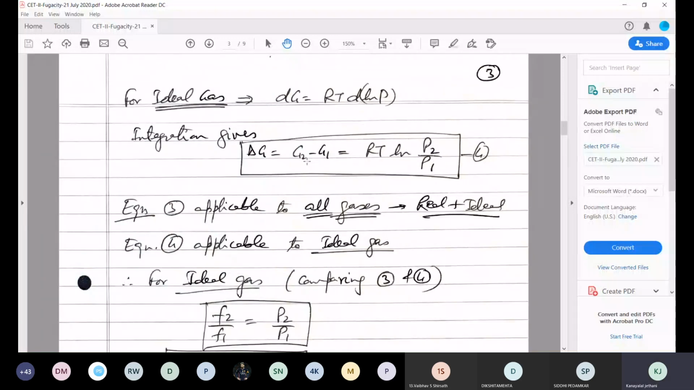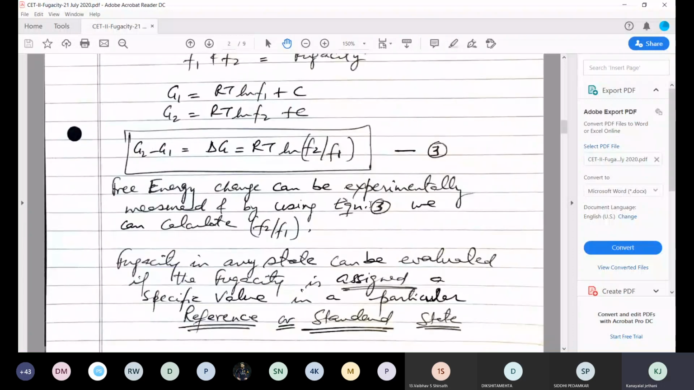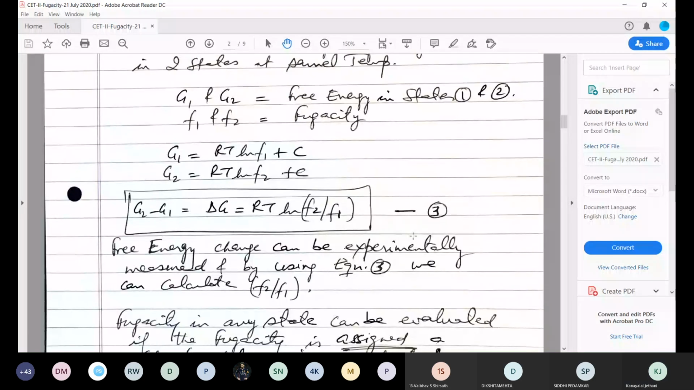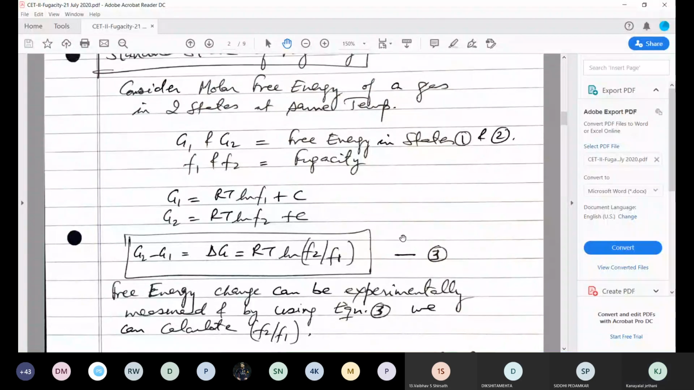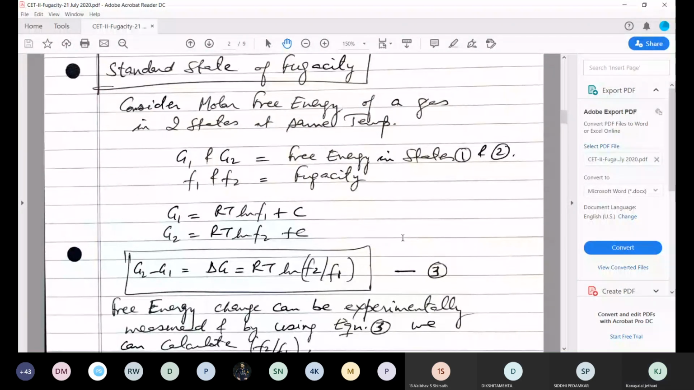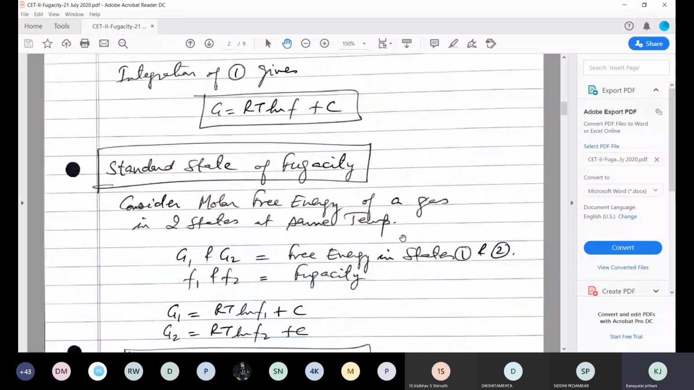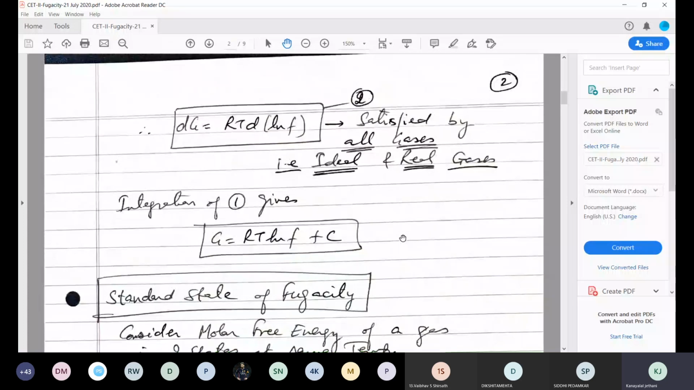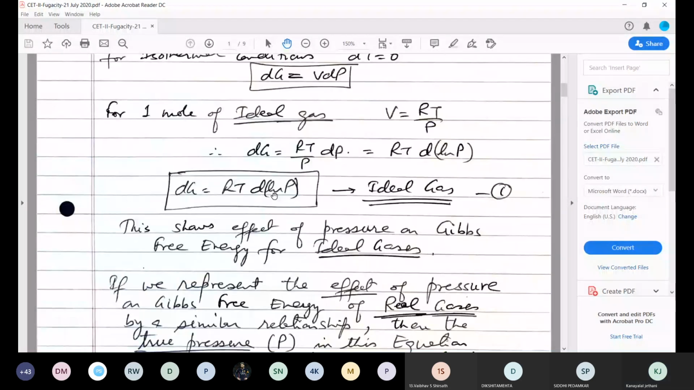RT ln P. You have seen this. For ideal gas, G is equal to RT ln P plus C. For ideal gas, here P is the pressure. It gives free energy. That's how we define it, no? Starting from there only we read that. dG is equal to RT ln P.